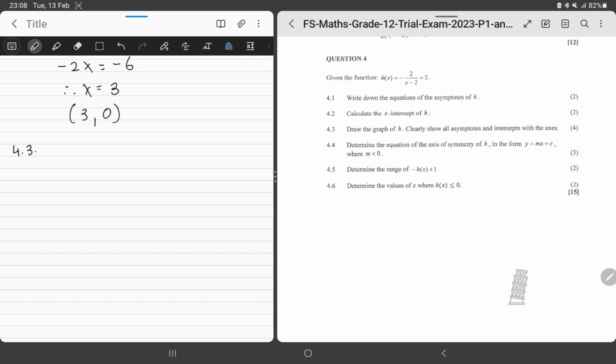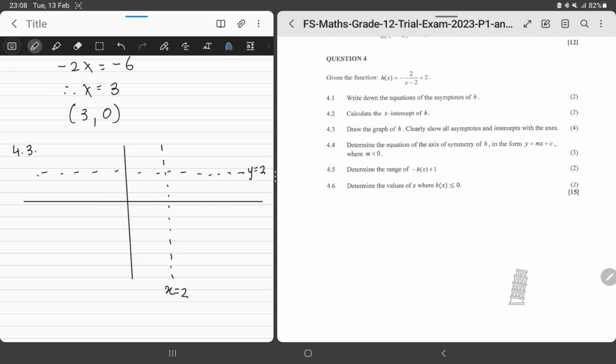4.3. Draw the graph of h. Clearly show all asymptotes and the intercepts with the axes. So I'm going to start with the equations of the asymptotes. I have one at x is equal to 2, and then the other one is at y is equal to 2. And then the x-intercept, that is at (3, 0).